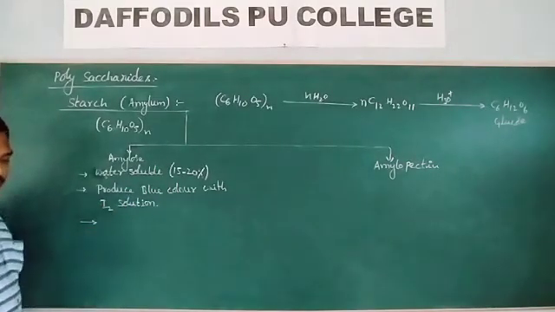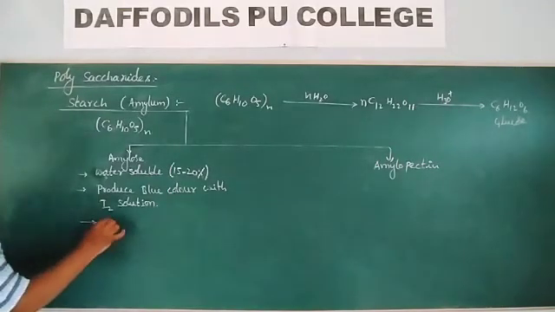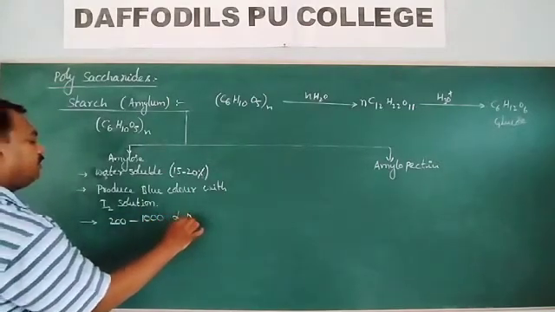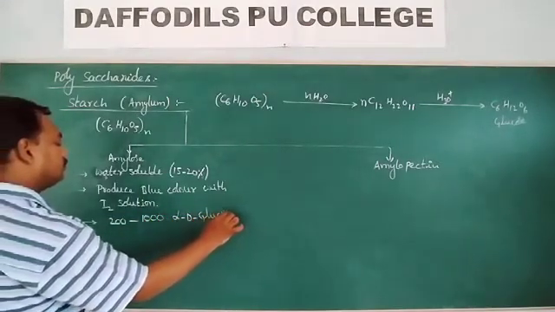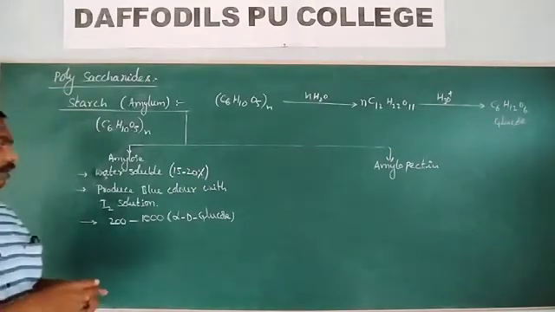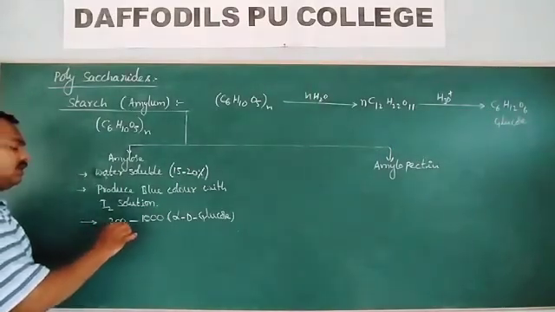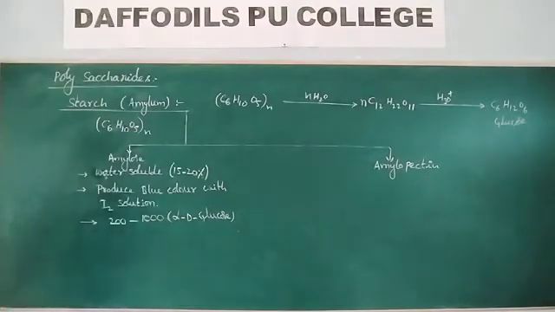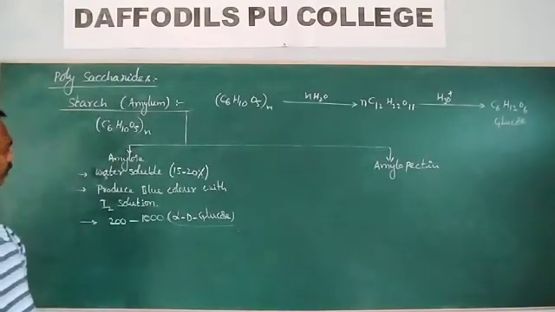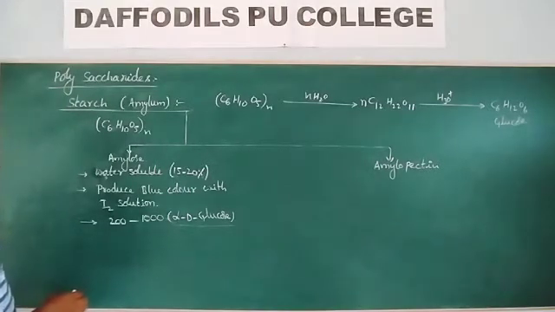How many units are present? If you take one amylose polymer, it contains nearly 200 to 1000 alpha D glucose units. So amylose contains alpha D glucose units. All these alpha D glucose units are bonded by 1,4 glycosidic bonding.